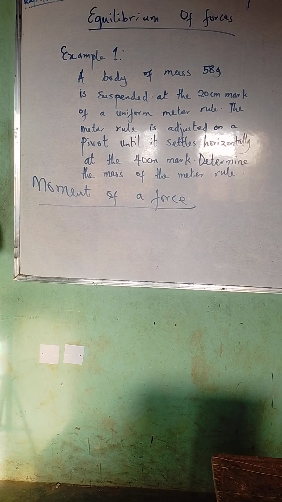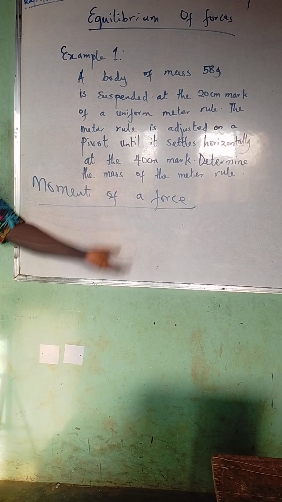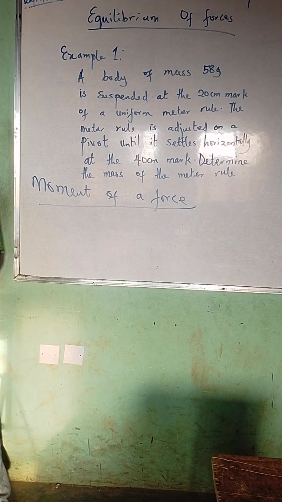The moment of a force about a point is the product of the force and the perpendicular distance of its line of action from the point.